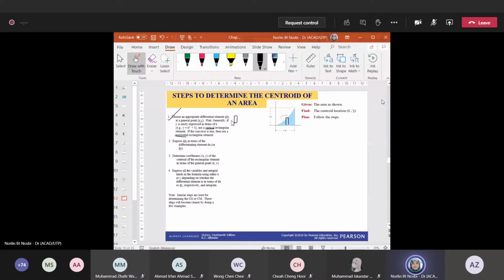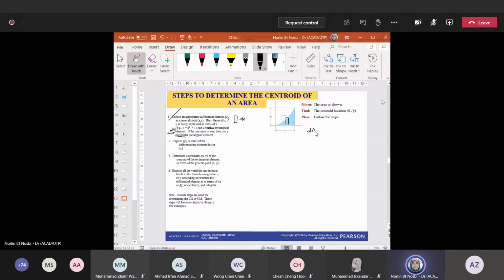Now step 2, you need to express the dA in terms of the differential element dx. So I've told you before, right? If it is vertical, it would be dx. For horizontal, it would be dy. Okay, now you need to express it. So step 2, it would be dA equals to what, dx.